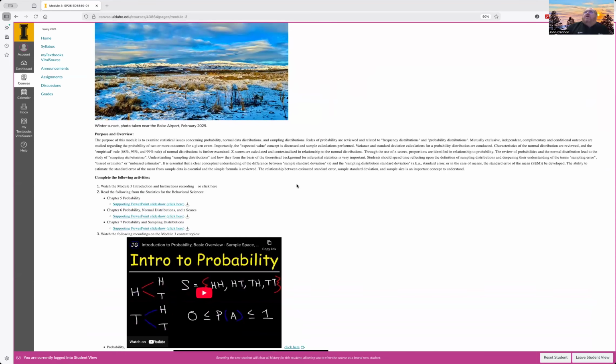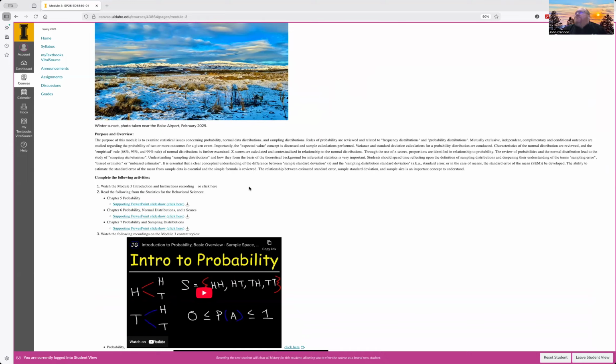So the purpose of Module 3 is to examine statistical issues concerning probability, normal data distribution, and sampling distributions. Rules of probability are reviewed and related to frequency distributions and probability distributions. Mutually exclusive, independent, complementary, and conditional outcomes are studied regarding the probability of two or more outcomes for a given event. Importantly, the expected value concept is discussed and sample calculations performed. Variance and standard deviation calculations for probability distributions are conducted.